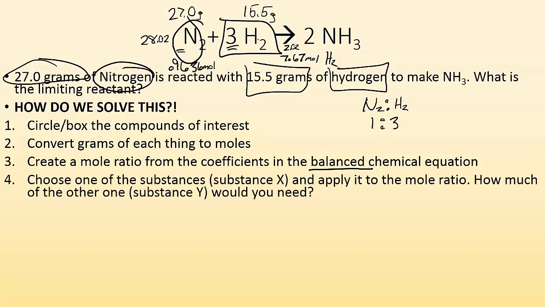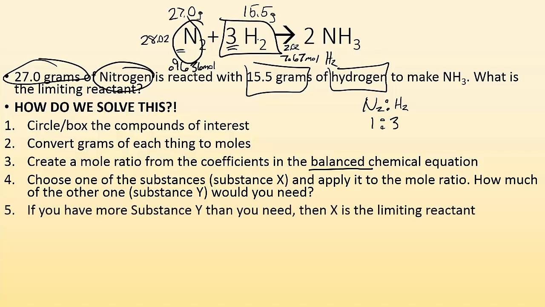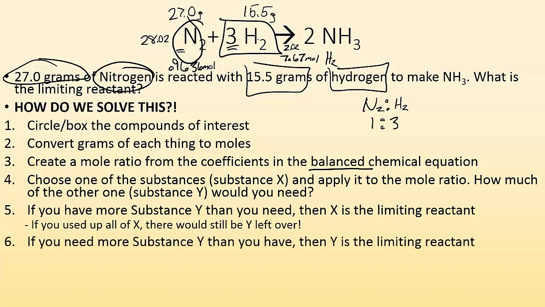So now we have to choose one of the substances, whatever it is, substance X, and apply it to the mole ratio, and look at how much of the other one, substance Y, we would need. So if you have more substance Y than you need, then X is the limiting reactant, because it's saying you have extra Y, you've run out of X. If you use up all of the X, there would still be Y left over. And then vice versa. If you need more substance Y than you have, then Y is the limiting reactant.